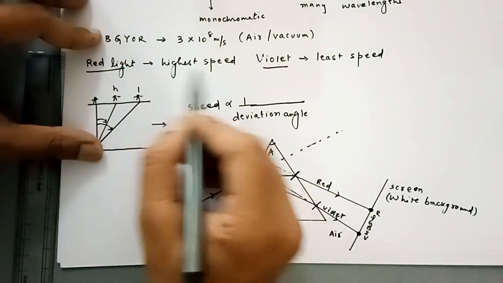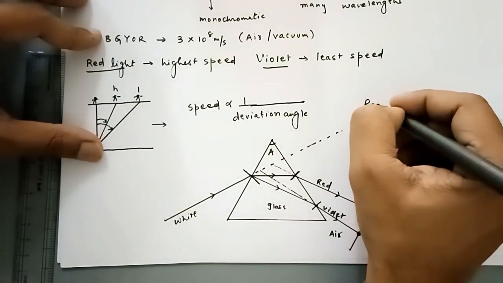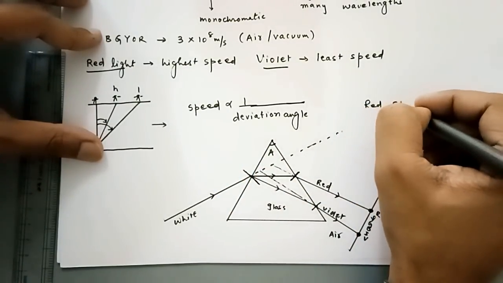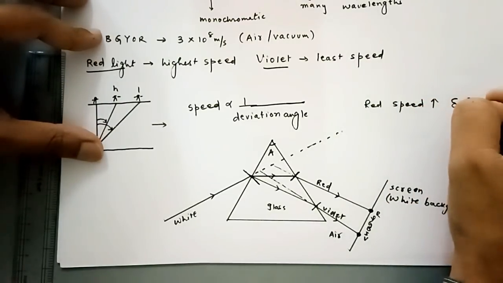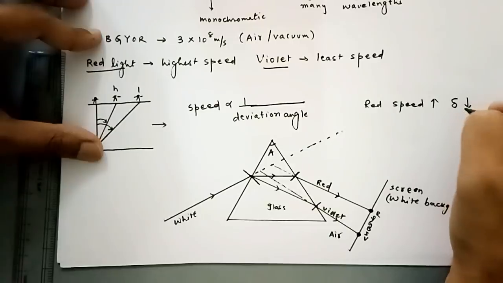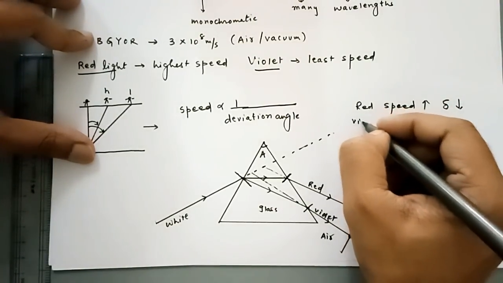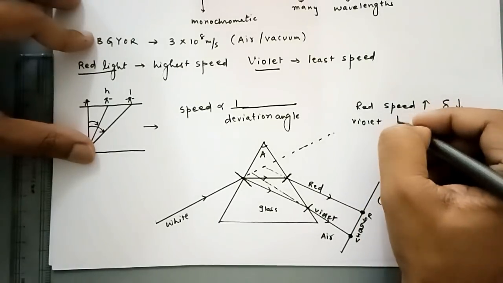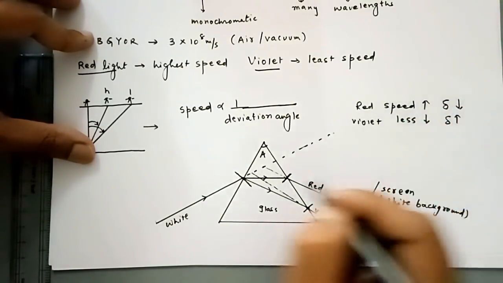Because red travels with higher speed, so its angle of deviation should be less. So red: speed large but angle of deviation small. This is the symbol delta for the angle of deviation, right? And violet: speed is less, so the angle of deviation would be larger.